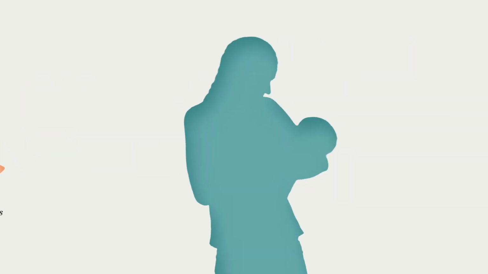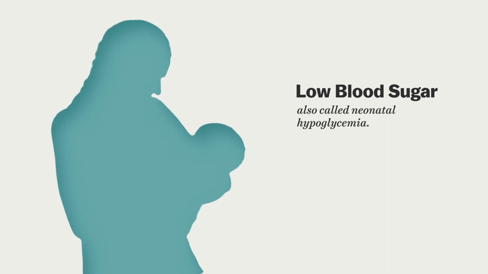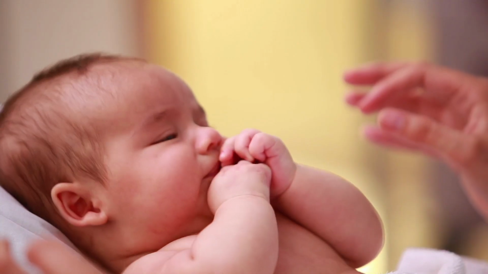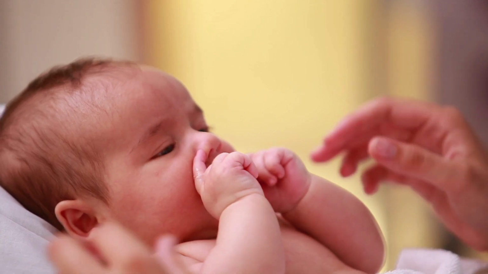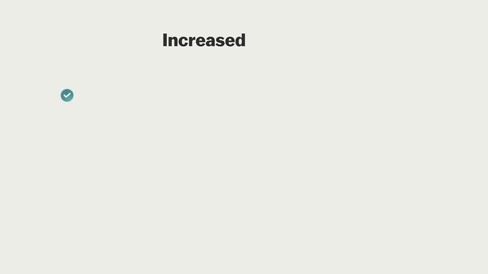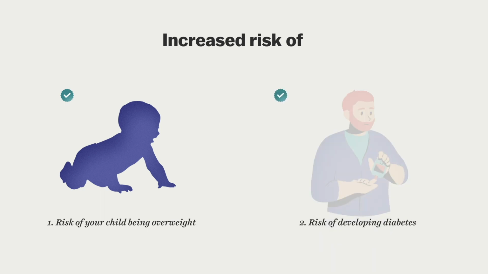After birth, your baby is at an increased risk of low blood sugar, also called neonatal hypoglycemia. Neonatal hypoglycemia is the most common metabolic disorder in newborns. Gestational diabetes may also increase the risk of your child being overweight and developing diabetes.